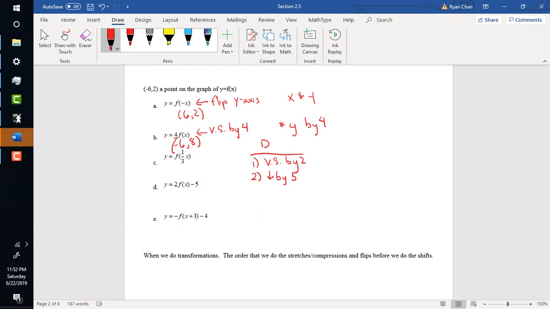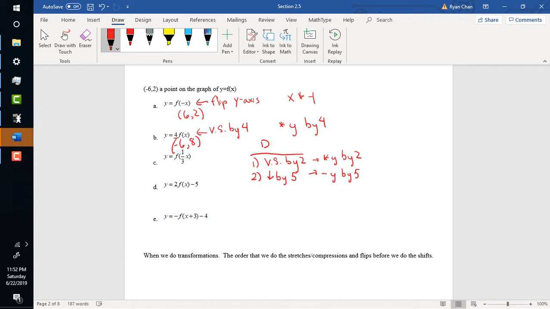Okay? So let's talk about what the operations are here. Vertical stretch by 2 means what? I am multiplying y by 2. And then going down by 5 means I'm subtracting 5 from y. The reason I'm doing the vertical stretch first is that if you think of order of operations, multiplication goes before subtraction.